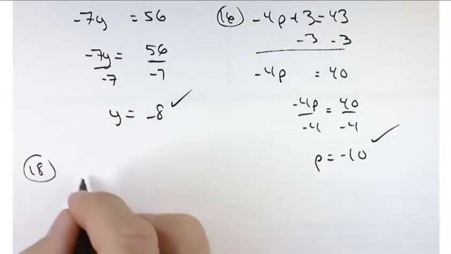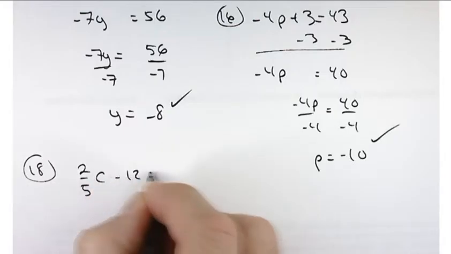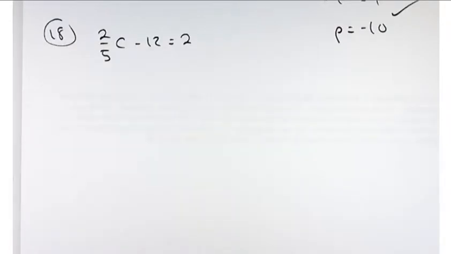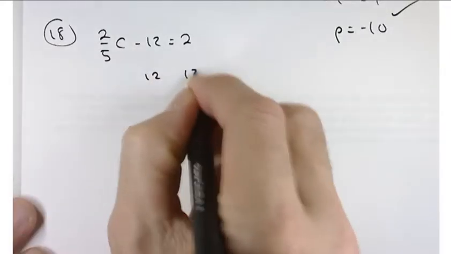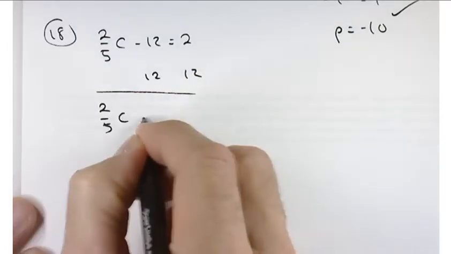All right, well, let me wake you up a little bit more then with problem number 18. 2/5 of C minus 12 equals 2. A little bit more challenging on this one. What do you suppose we should do to start this one? Add the 12. All right, add the 12. That's a good way. All right, so let's add the 12. And I get 2/5 of C equals 14.